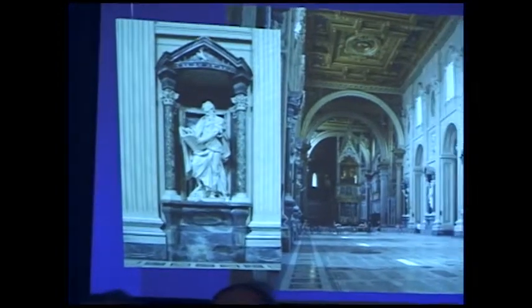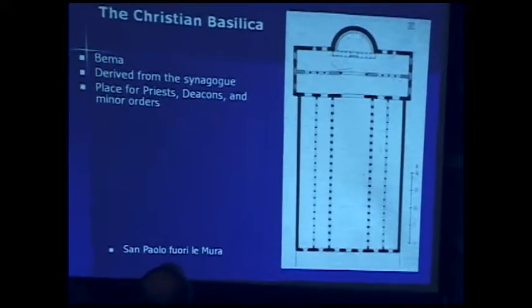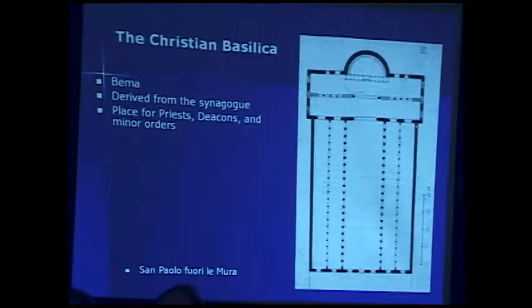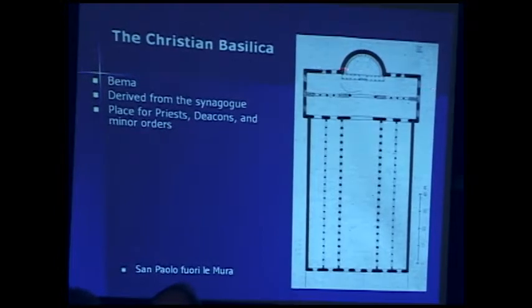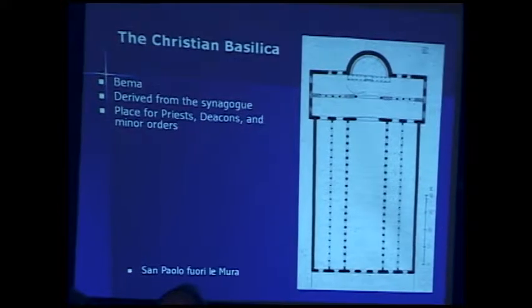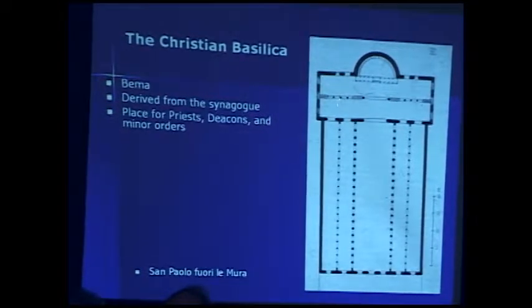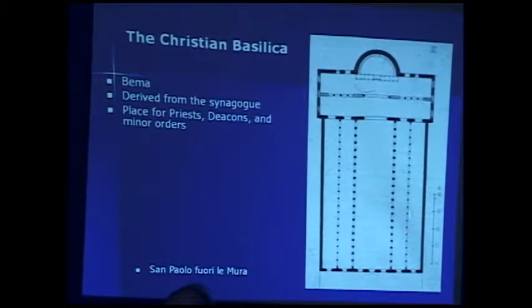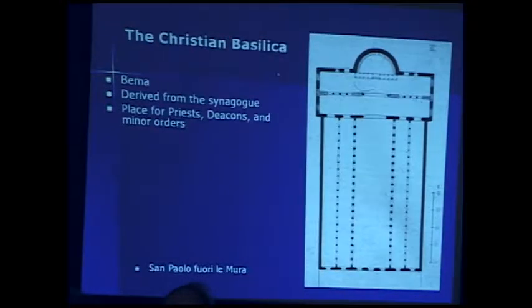Now, another adaptation of the basilica was the adding of the bema, which is this area here. Not every basilica has it. This is St. Paul outside the walls. The bema here is derived from the Jewish synagogue, which is where the elders would sit. In the early church, it was probably used for the deacons and the priests and the minor orders. So the lay people were in the nave down here. This begins to give the shape of a tau cross, right?